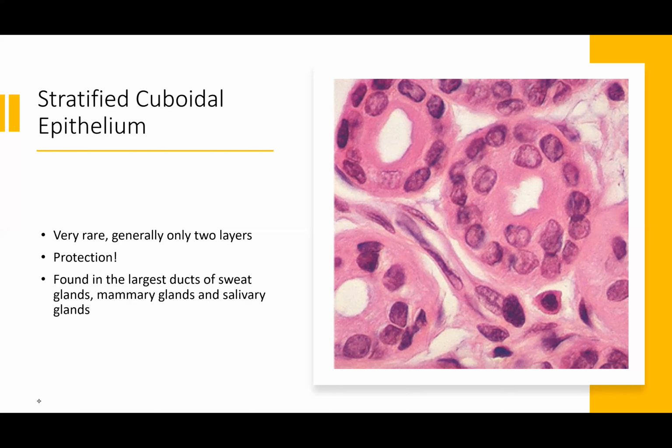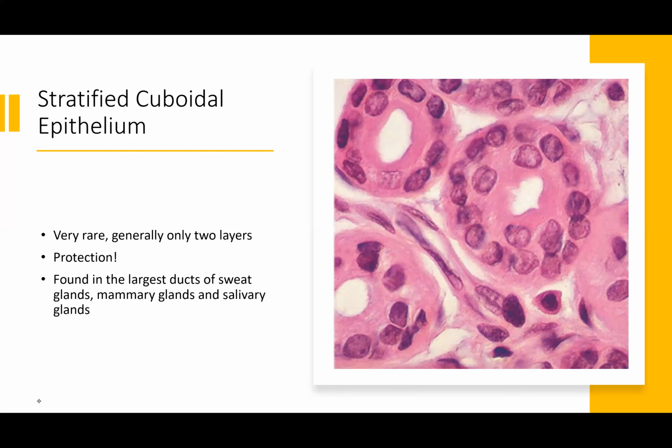And if you see even 2 sitting on top of each other, that isn't good enough to classify as stratified cuboidal. And stratified cuboidal's main purpose is protection. And it's going to be found in the largest ducts of our sweat glands, as well as our mammary glands and our salivary glands.